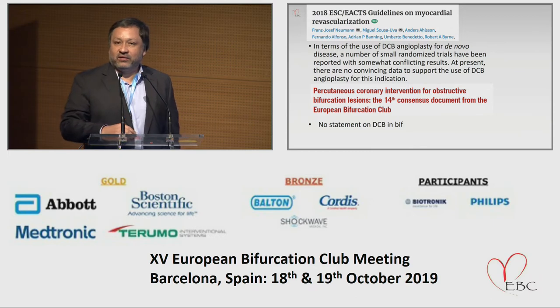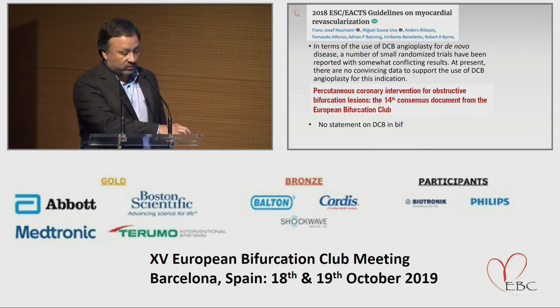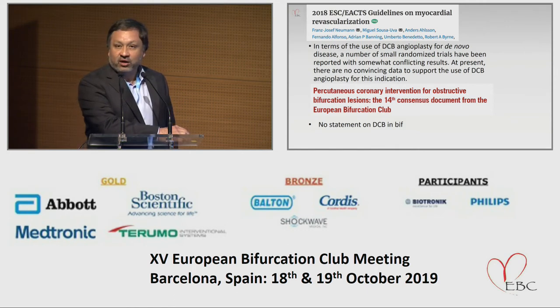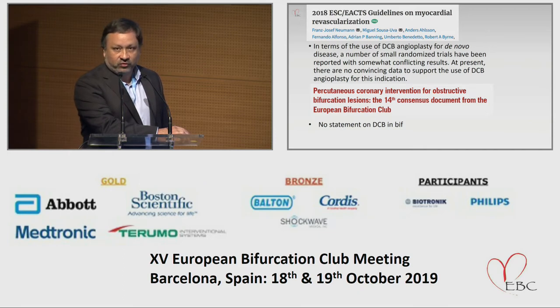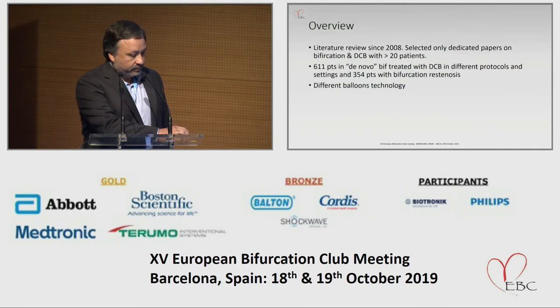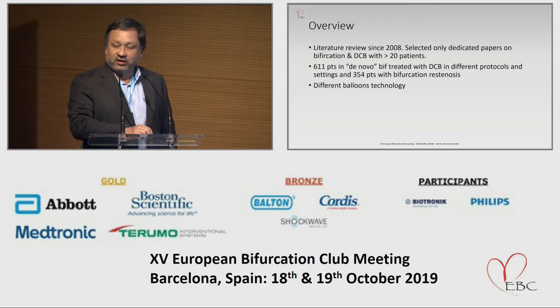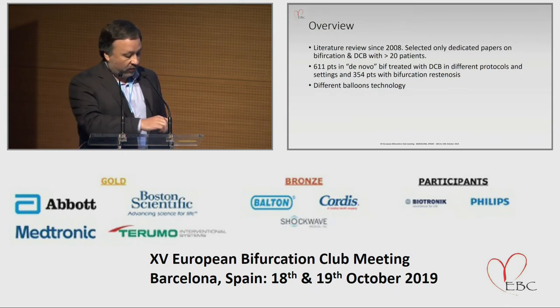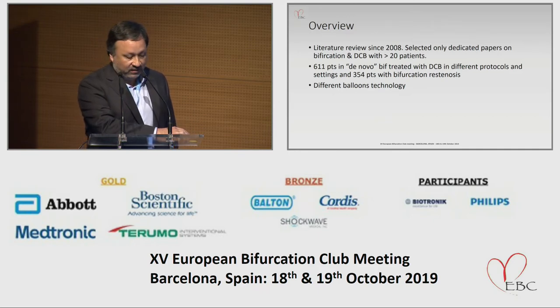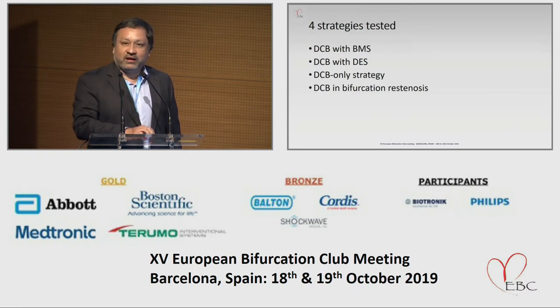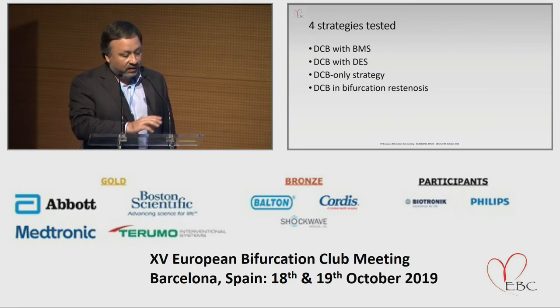In the guidelines, we don't have any mention of the use of drug-coated balloons, in the European guidelines or even in the EBC consensus. There's no statement at all on the use of drug-coated balloons. I made an extensive review of the literature since 2008. I selected only dedicated papers on the use of drug-coated balloons in bifurcation treatment with more than 20 patients, and I found 600 patients with de novo bifurcation treated with this technology, and also 350 patients treated for restenosis of a previously treated bifurcation. Of course, we are speaking about different balloon technologies in many papers. Four strategies were tested in these trials.